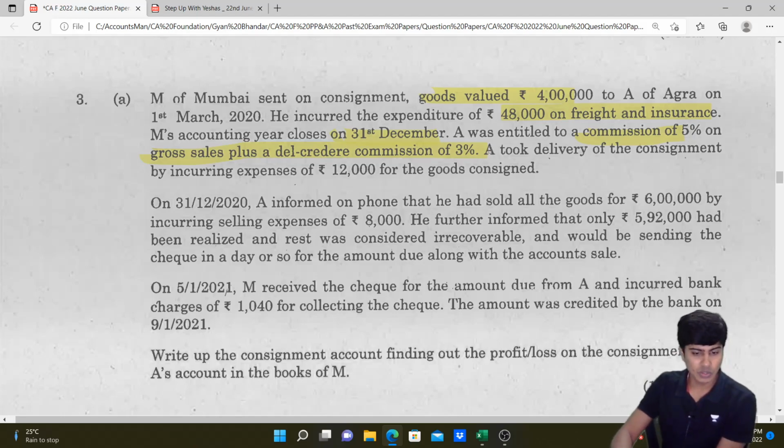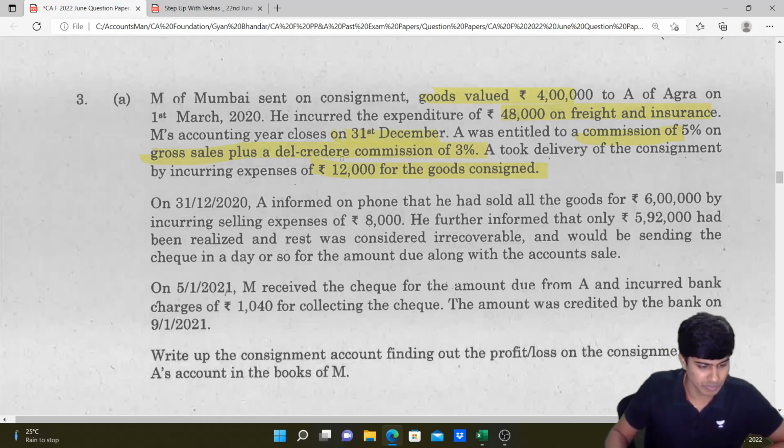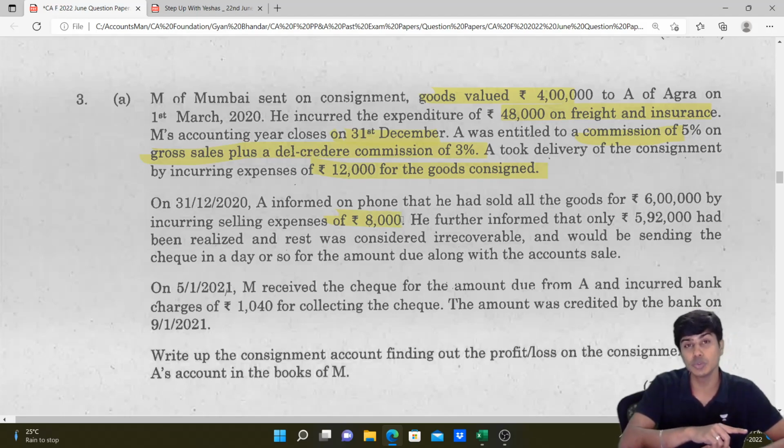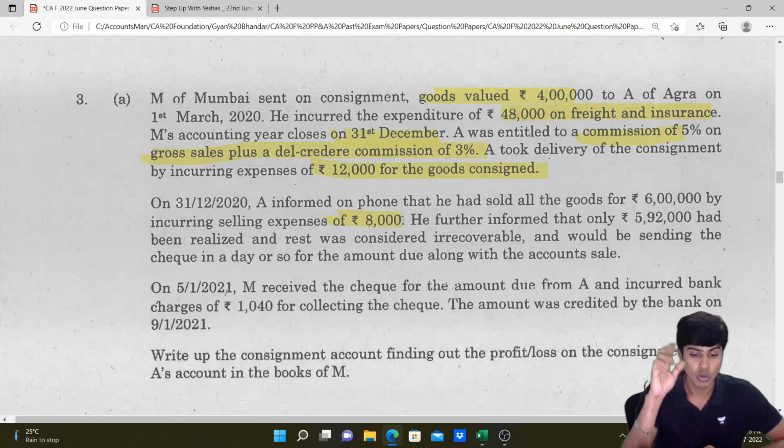Note this. A took delivery of the consignment by incurring rupees 12,000 for the goods consigned. Wow, 12,000 rupees is incurred by Mr. A for taking delivery. So this 12,000 rupees is a non-selling expense incurred by Mr. A. Very good. Then on 31st of December 2020, A informed on phone that he had sold all the goods for rupees 6 lakh by incurring a selling expense of rupees 8,000. So how much is the selling expense incurred? 8,000. This 8,000 will not constitute part of our closing stock valuation. Only that previous amount will be part of our closing stock valuation.